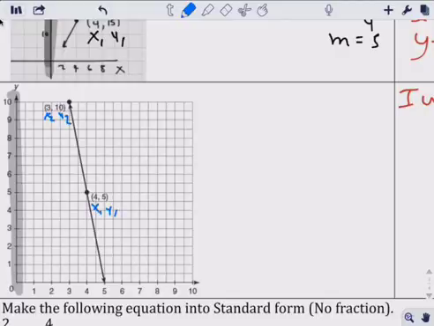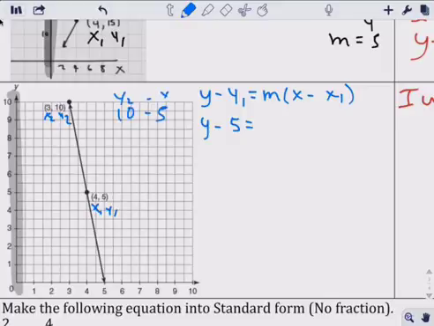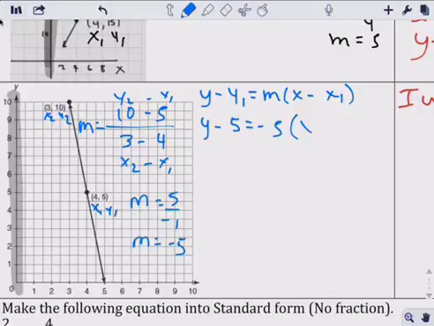Okay, so I need to find y minus y1 equals m parentheses x minus x1. Alright, y minus 5 equals my slope. In this case I can count, but I can do 10 minus 5, that's y2 minus y1, over x2, which is 3, minus x1, which is 4. Okay, so my slope is 5 over negative 1, or my slope is negative 5. So that's negative 5 parentheses x minus 4.